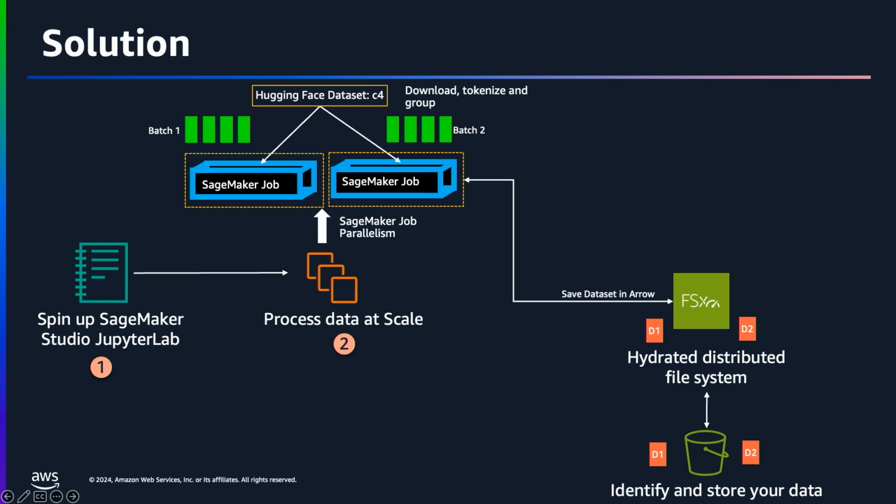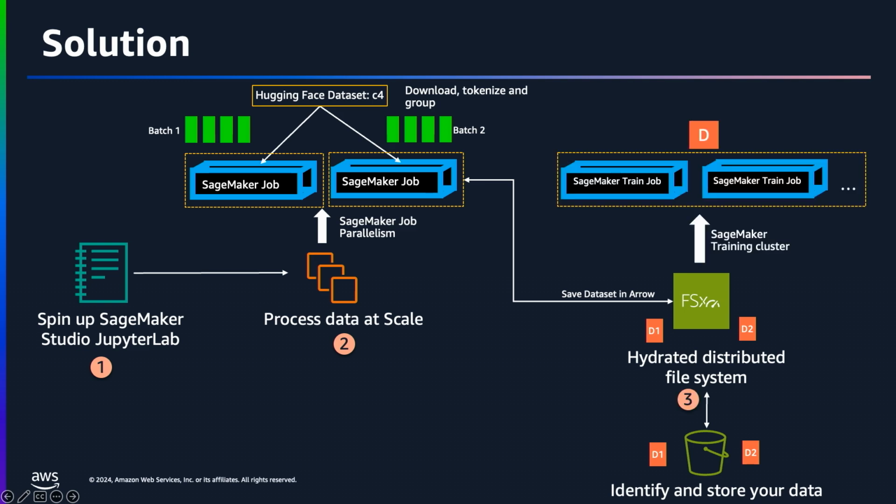Now, FSx for Lustre could be linked with S3 as well. S3 is a simple storage service, and we could link FSx using data repository associations. Once you do that, any changes that you make to the FSx for Lustre file system will automatically be synced up with S3. Then we will mount the same FSx for Lustre, which is already pre-warmed with our processed data, to the training cluster, where every node in that cluster will have access to that mounted local folder.